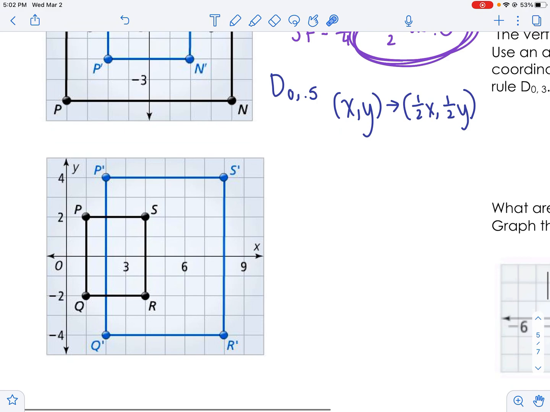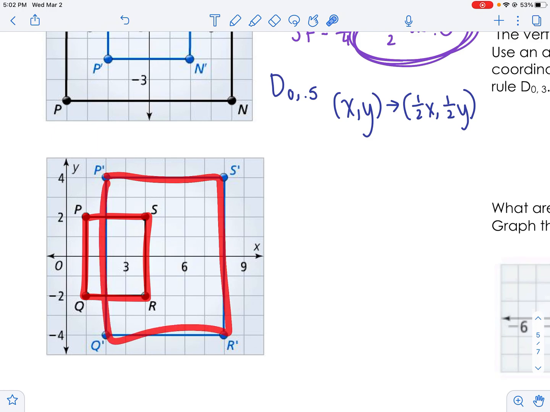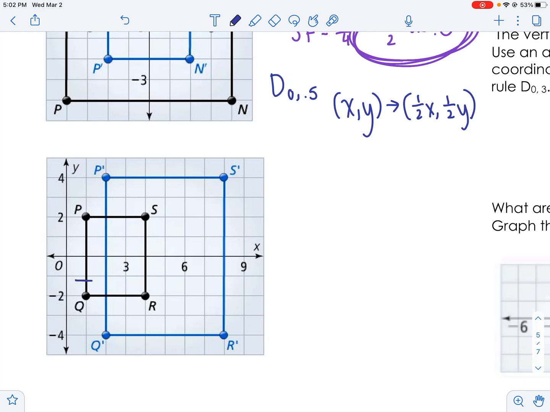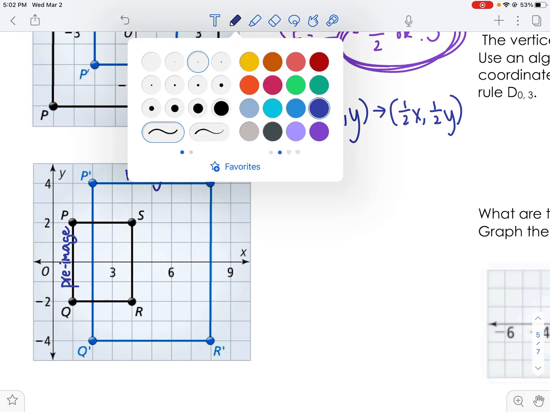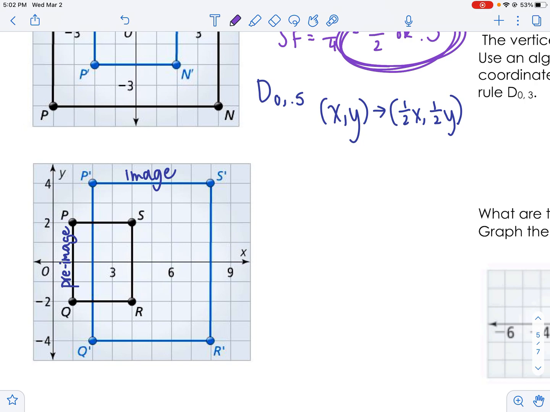Okay, so let's take a look at another one. So I have PQRS right there, and then P'Q'R'S' right there. If I look at it, I can still tell that the black one is my pre-image. There's no primes. And then the one with the primes is the image. Okay, I'm going to pick a point, and it doesn't matter which point you pick. I'm going to go with S again. So if I count, S is 8, 4.